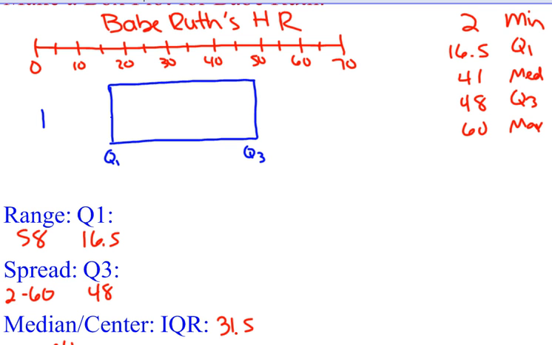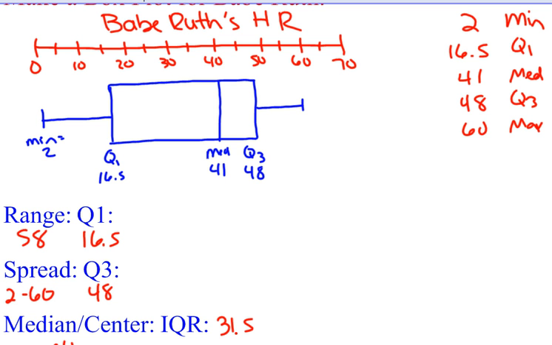Now my minimum, I draw a line out to my minimum. So here's my minimum. Remember this is 2. Q1 is 16.5 and Q3 is 48. My median is a line that's drawn in the box. So my median was 41. And then my maximum is 60.